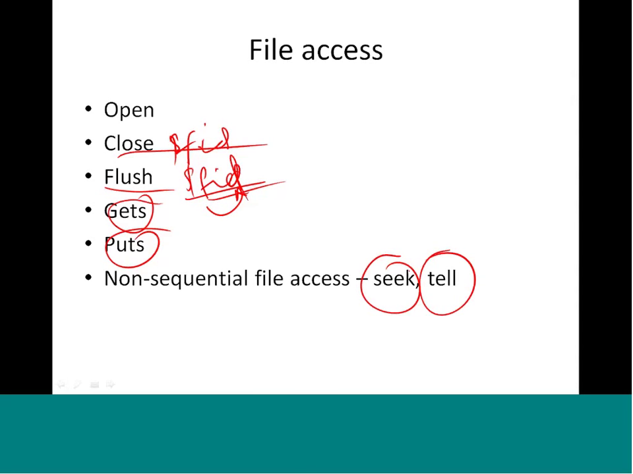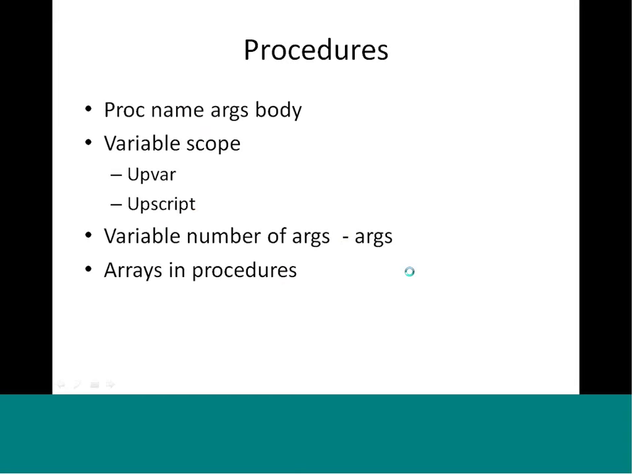Now we come to much more interesting stuff: procedures. As we saw, we can define procedures, and then we can run these procedures instead of the native commands. The main command that creates a procedure is proc. Proc has three arguments: the name of the proc, the arguments, and then the body. We saw a lot of these things about procedures in the previous lecture.